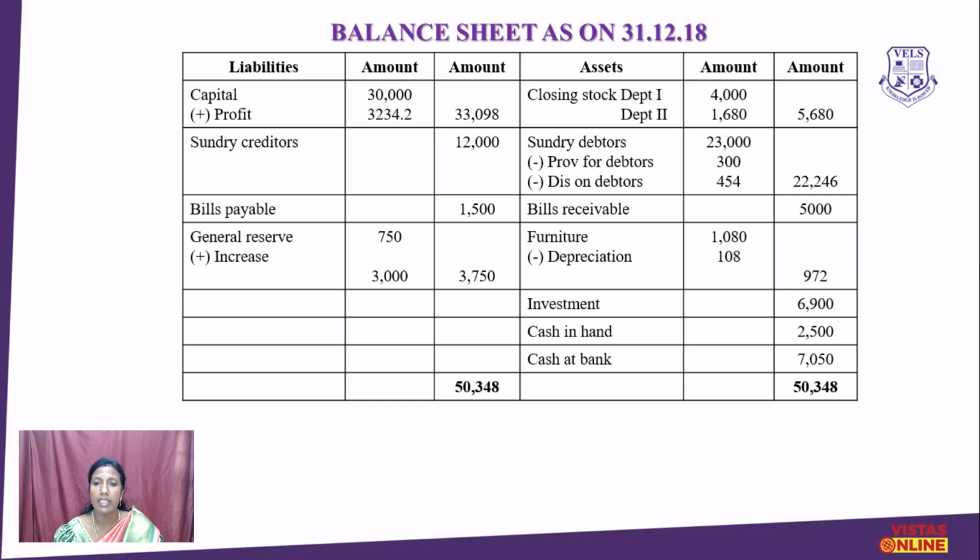Investment 6,900. Cash in hand 2,500. Cash at bank 7,050. So both the asset and liabilities value is same, 50,348.